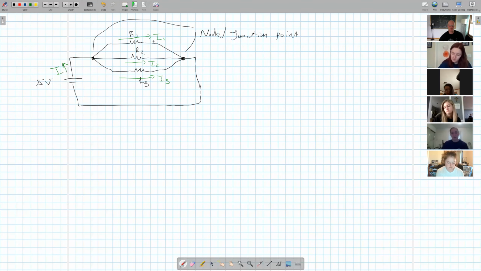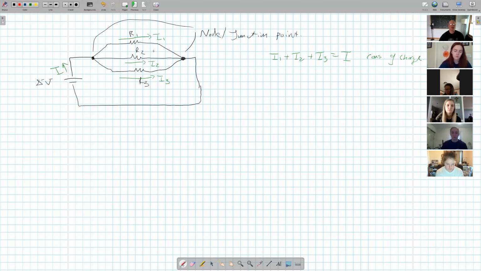But what has to be true is that the current I1 plus the current I2 plus the current I3 have to sum to the total amount of current which is coming out of the battery. So in this case, what has to be true is that I1 plus I2 plus I3 must equal the total current coming out of the battery. And again, this is just conservation of charge. Saying now we're not losing any charge and we're not making any charge. All the charge is here.